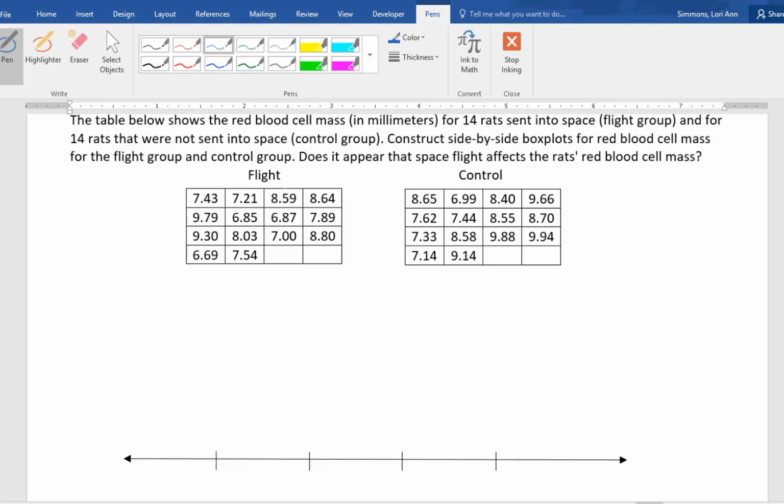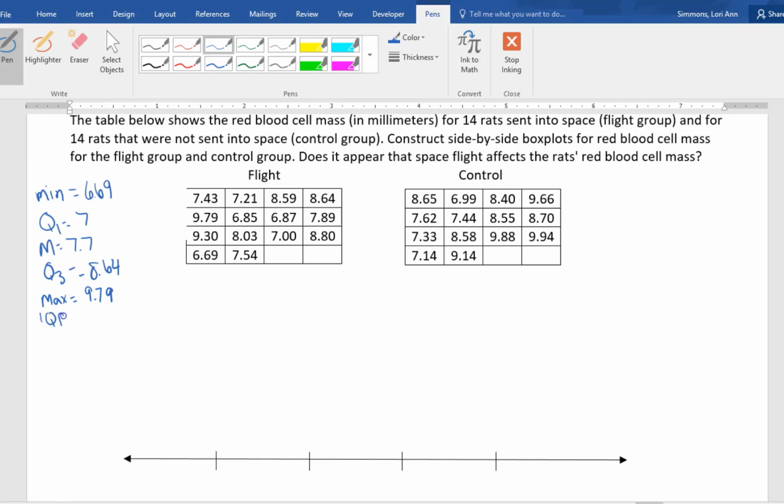Same process as above. So I'm just going to list these. If you do not get these, recheck your numbers. Min should be 6.69. Q1 is 7. Your median is 7.7. Q3 is 8.64. Your max is 9.79.